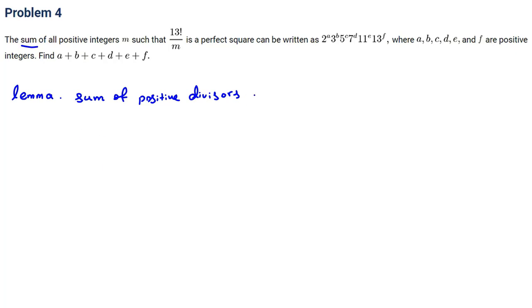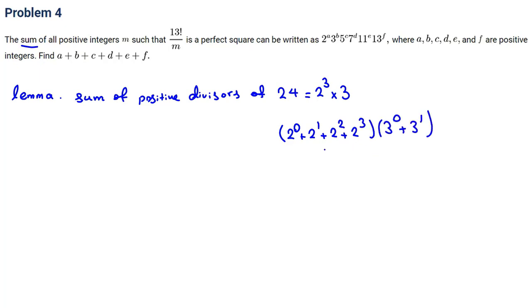For example, the sum of positive divisors of, say, 24. You say 24 is what? 2 cubed times 3. If you consider this, let me show you: (2 to the 0 plus 2 to the 1 plus 2 squared plus 2 cubed) times (3 to the 0 plus 3 to the 1). Then all divisors will be created. For example, 2 to the 0 times 3 to the 0 is 1, plus other things. For example, 2 cubed times 3 to the 1 is 24. So the idea is this, at the end for the sum.